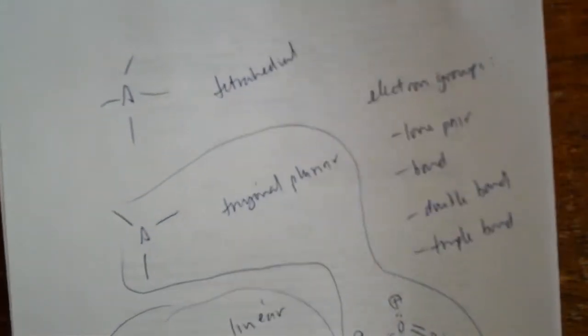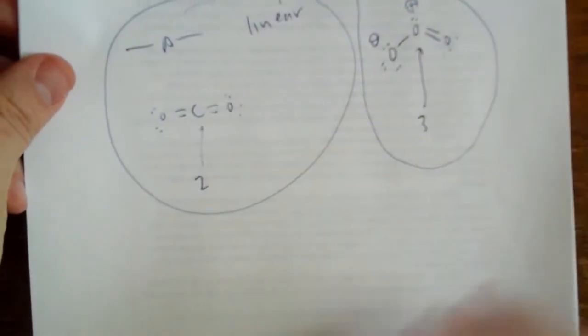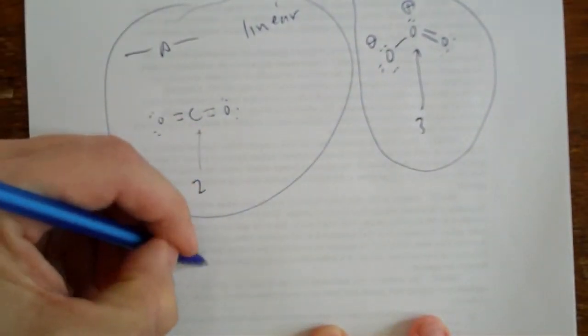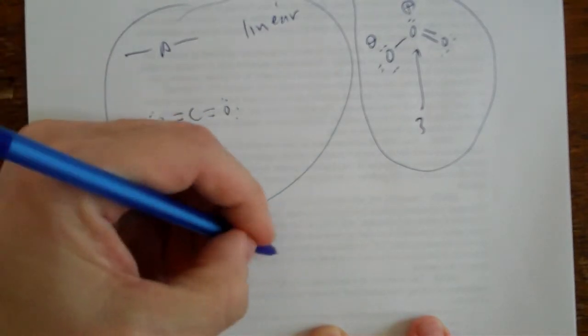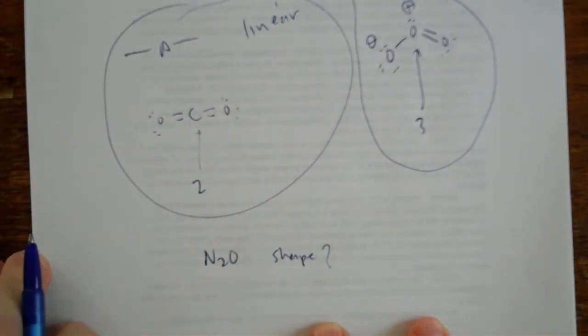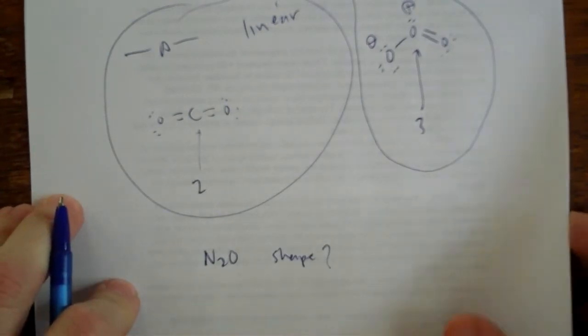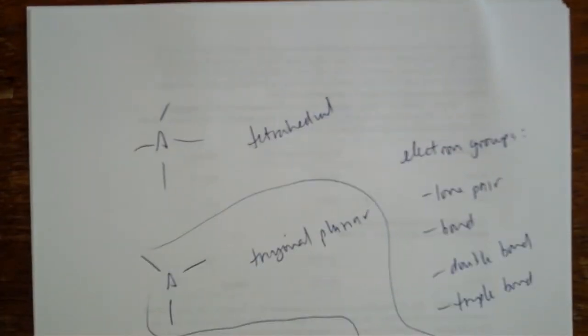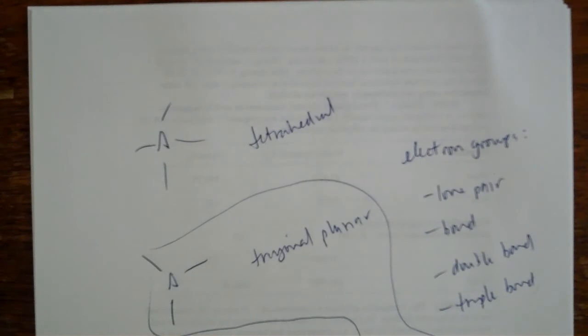Okay? And then finally, I think methane is a good example to use for that. All right, well, let me not give an example for that. Let me leave you with a question here. N2O. What's the shape? What's the shape of N2O? Okay, be ready to answer that question when we get together in class.